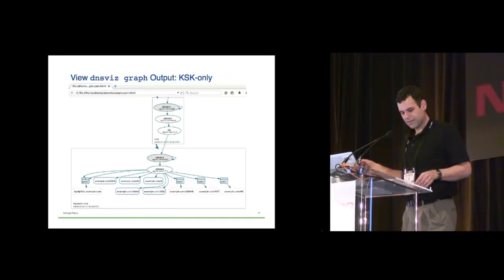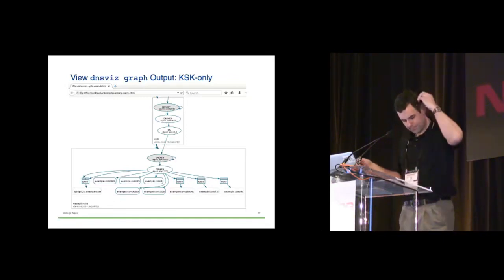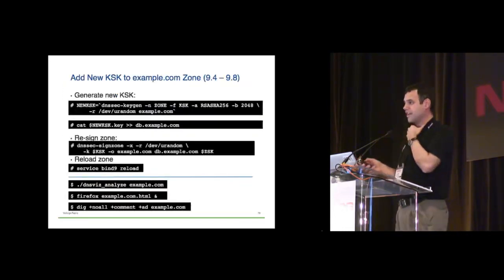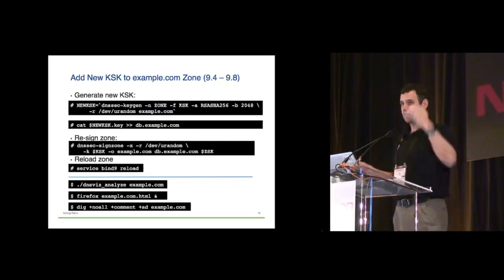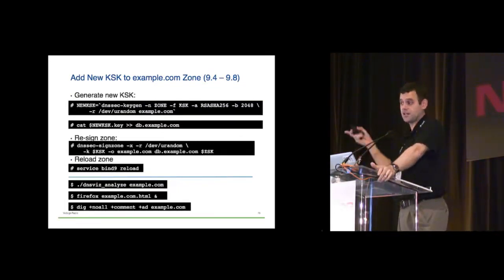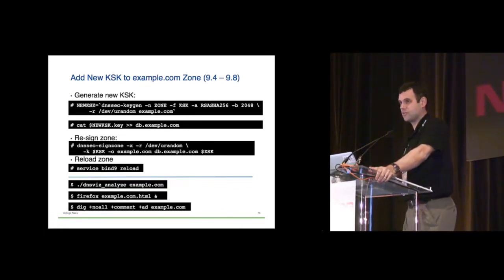All right, so 9.4 and 9.5. Let's actually run 9.4 through 9.8. It looks like those are the next section, and in there we're going to add a new KSK. So we're going to add another key to the set that we already have. We have two: a key signing key and a zone signing key. Now we're adding another key signing key, and we're just going to throw it in there. So go ahead and follow these directions to generate a new one.